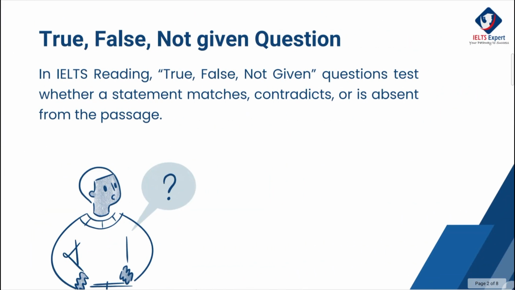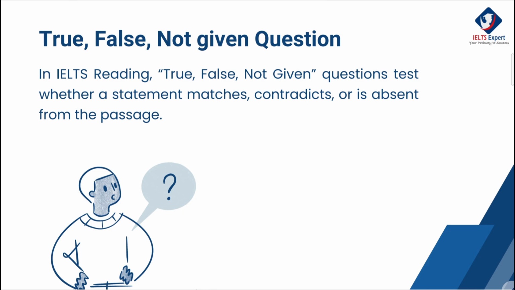So in IELTS reading, true false not given questions test whether a statement matches, contradicts, or is absent from the passage. So what does it mean? You'll be given statements, for example, 5 to 6 statements. You're going to decide whether the statements are true, false, or not given based on the passage. So this is one type of question in IELTS reading.